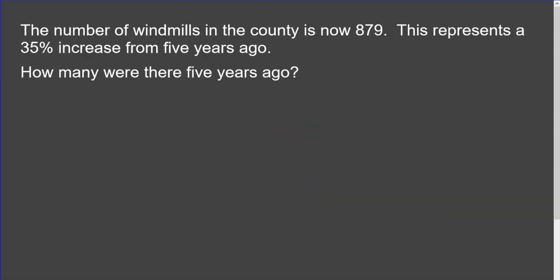The number of windmills in the county is now 879, and this represents a 35% increase from 5 years ago. How many were there 5 years ago? So again, the earlier number is the unknown here. So this is like the problem we just did, but a little bit different from the problems we did in the first video. So the unknown goes with 100%. That was the earlier, that's the 5 years ago number. But now it's 879. And what percent goes with 879? Well, 879 is supposed to be a 35% increase. So we have to go up by 35 from 100, so 135%.